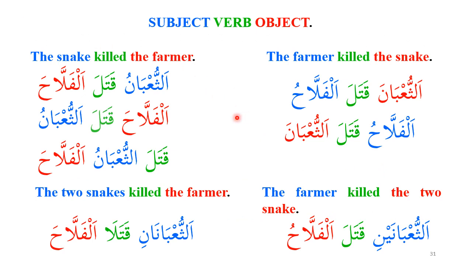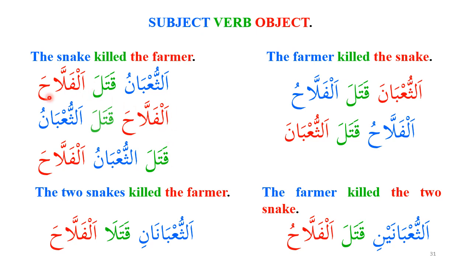Now, this is very important to understand: the subject and object in English are shown by the position. For example, the snake killed the farmer. The meaning completely changes if you say the farmer killed the snake, right? But in Arabic, you can change them without any problem. We know that for the subject it has to be marfu. So al-su'banu qatalal fallaha. Here su'banu, with dhamma, is the marfu case and this is the subject, and al-fallaha is the object, and this is the verb, right?